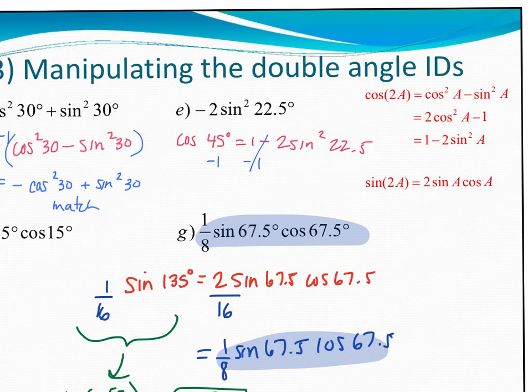So if I go ahead and simplify cosine 45 and subtract 1 from that, that will equal -2 sine squared 22.5 degrees, which is what I am trying to solve for. So my answer will be root 2 over 2 minus 1.